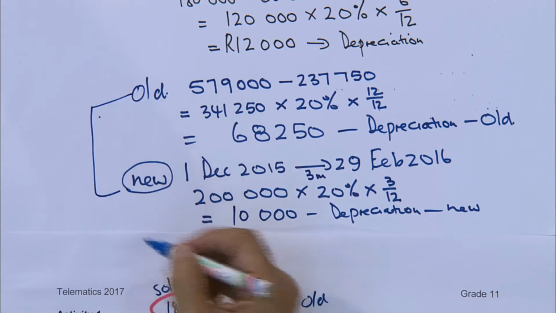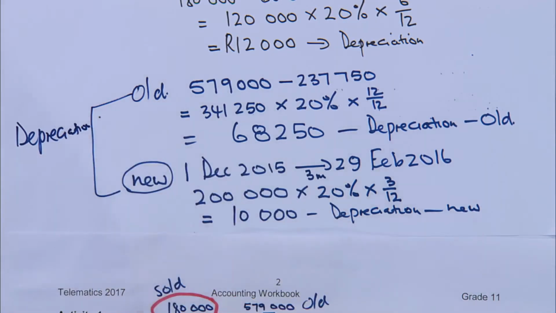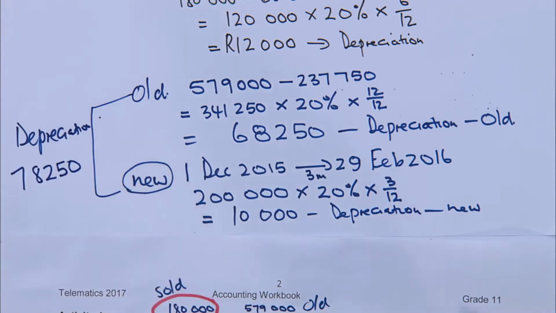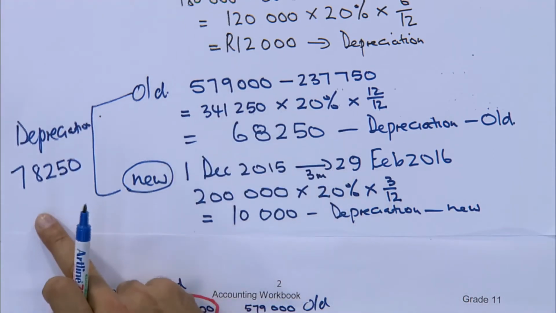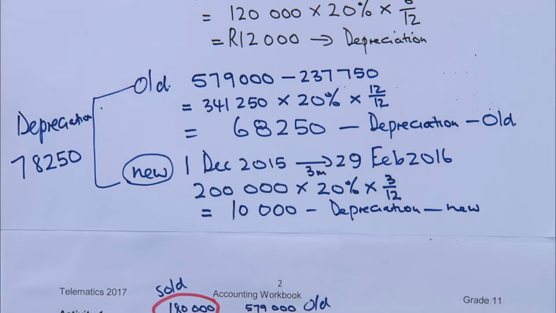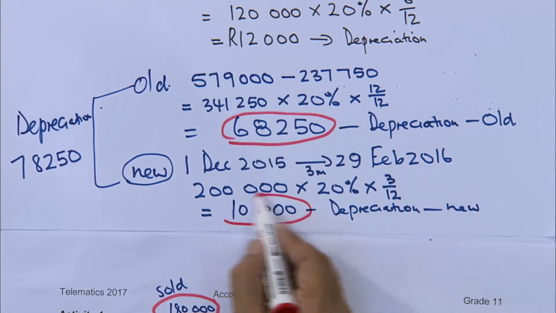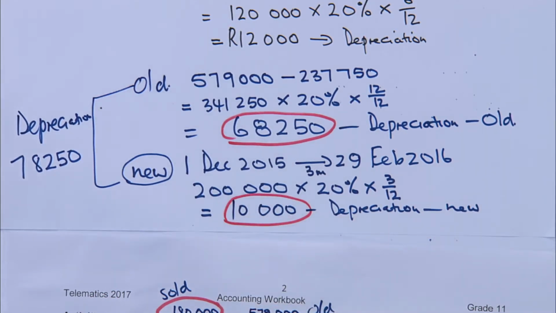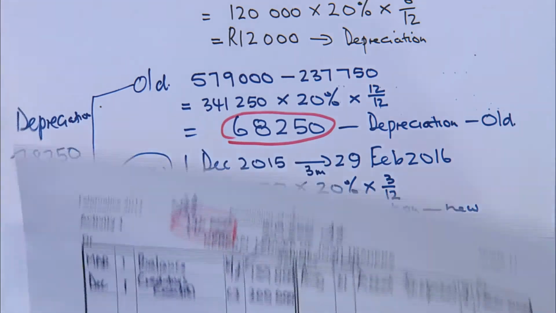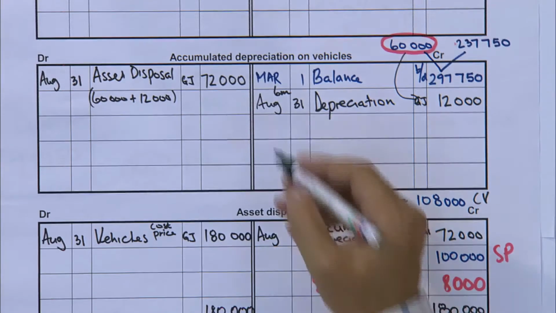So these two will be one entry. There will be one entry for depreciation at the end of the year, and it's going to be 78,250. Okay, so the old and the new will be one entry for depreciation, 78,250, and the 78,250 is made up of the 68,250 and the 10,000. So those two items together give me the 78,250. Okay. So if we go back to the answer page, this depreciation will take place.